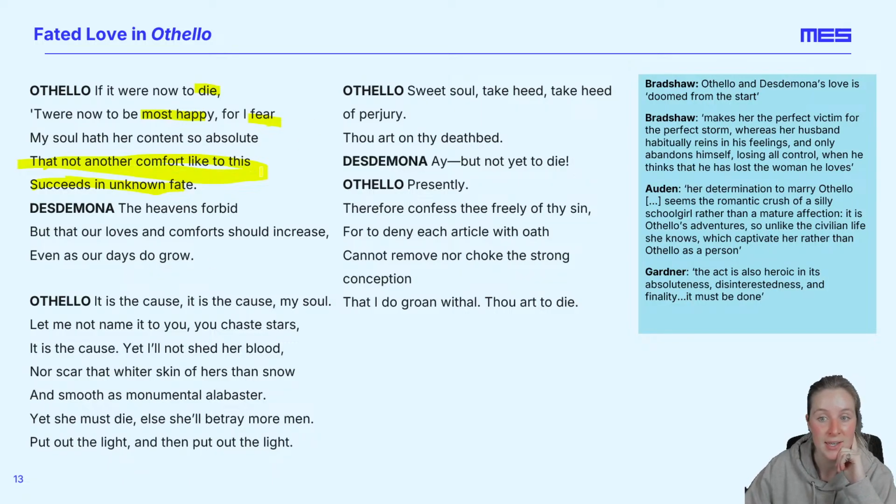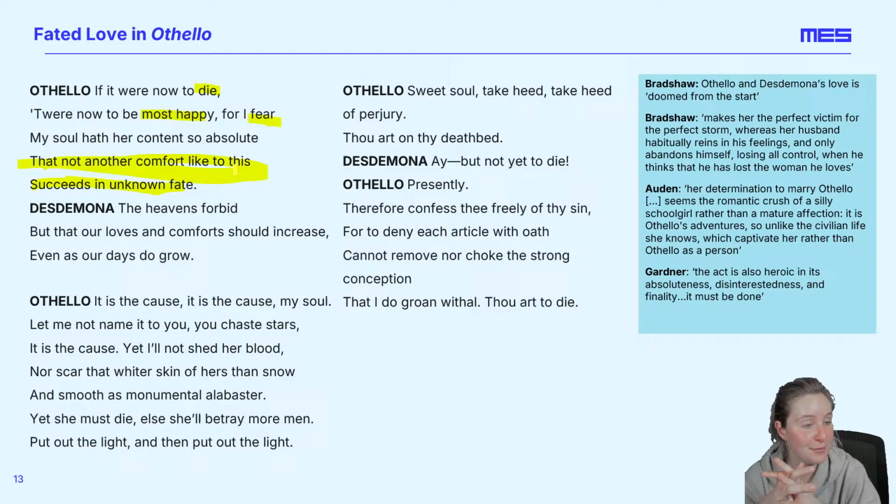So essentially, Othello says, kill me now when I'm the happiest I have ever been, because I fear that I could never be this happy again. Desdemona says, well, for God's sake, hopefully our marriage and love will grow and we'll be happier and happier as we keep going. But there it sounds fated immediately, right? He's linking this marriage with fate and death and kill me.